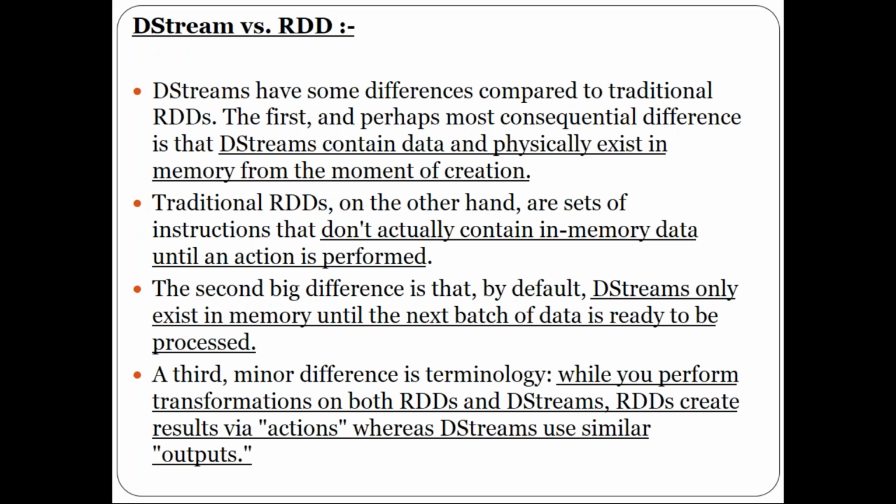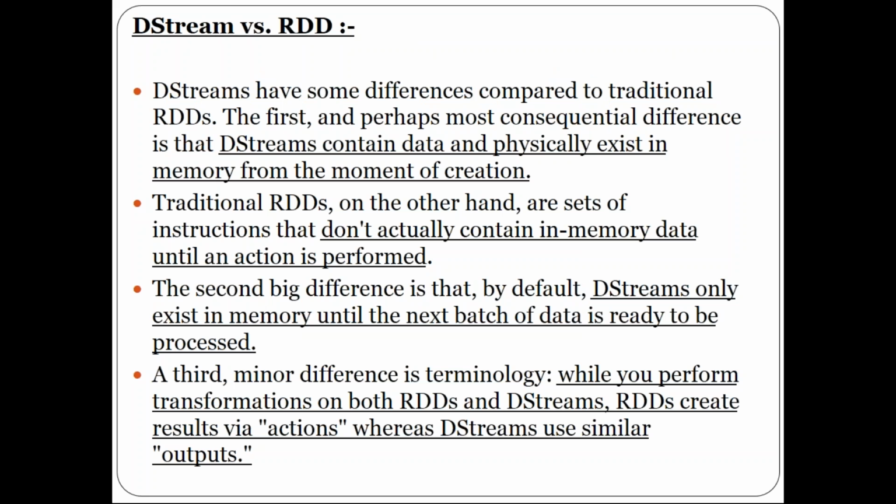Okay, so the first thing is the RDDs are in memory until and unless an action is performed. It is not physical, whereas in streaming RDD or in D streams, it is physical and exists in memory from the moment of creation. And once your second batch of data is ready for processing, these streams will exist in memory. And the third one is your physical RDDs will turn into collections or actions, whereas your D streams will be using outputs. Clear everyone?